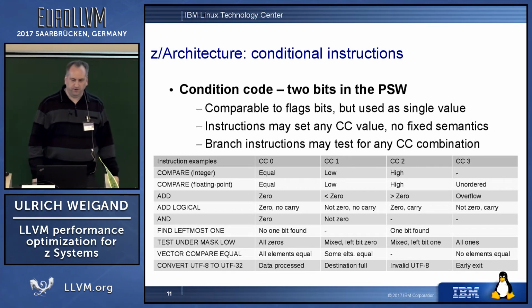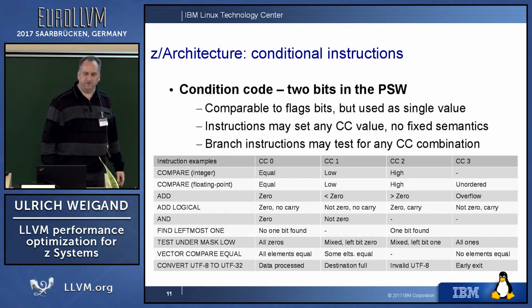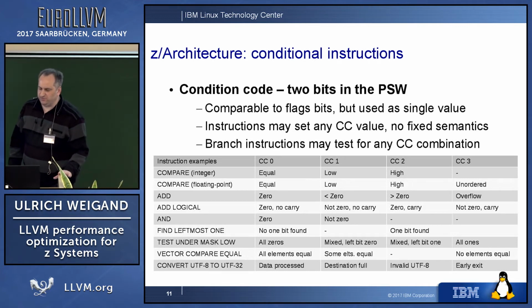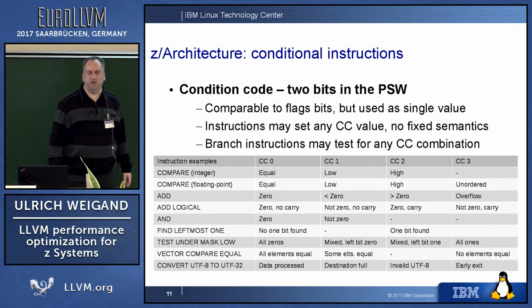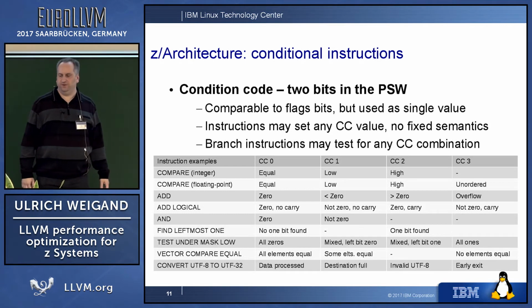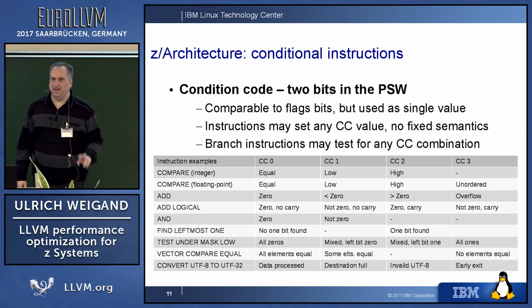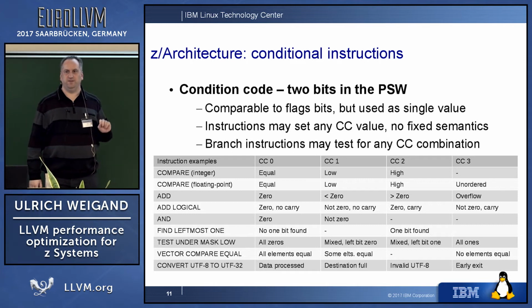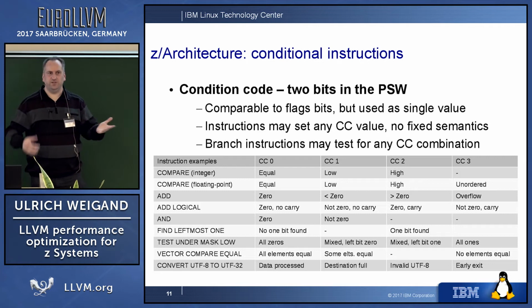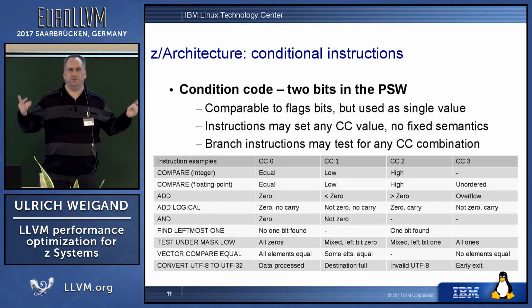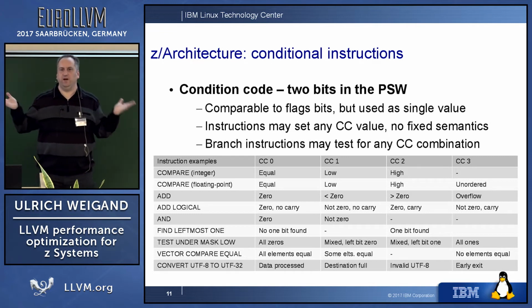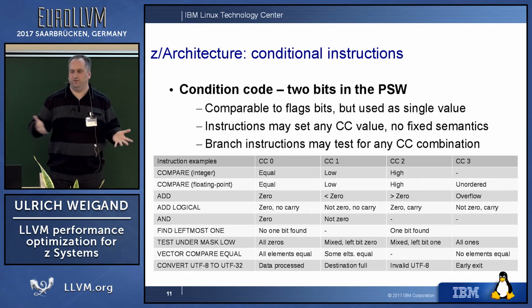Okay, moving on to another interesting feature of the hardware, that's the conditional instructions. So I mentioned the program status word earlier, which has a condition code, which is sort of similar to the Intel flags bit, just different. It is 2 bits, but they are not used as 2 bits. They're just used as a single value. It can be 0, 1, 2, or 3. And instructions may or may not set that condition code. And the instructions that do set it, they can set it in any way they like. There's no fixed semantics to each of these 3 values.